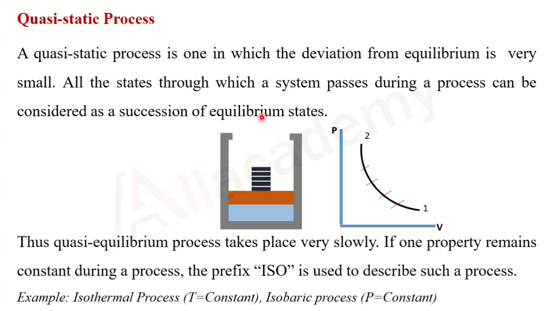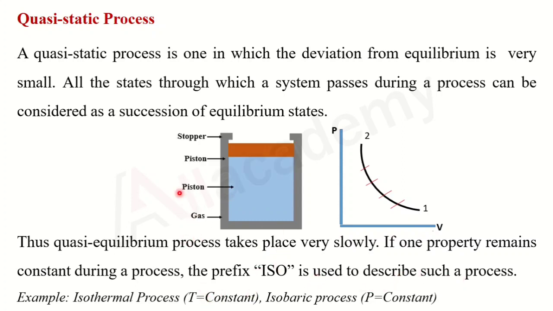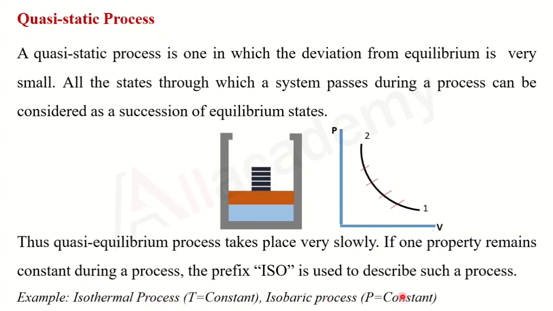Now during this quasi-static process, as compared to other processes, this is a slow condition, because at every instant I need to describe the condition of a thermodynamic system. Now during this process, if any one property is kept constant, then the prefix iso is used to describe such a process. For example, if temperature is kept constant, then it is an isothermal process. Or if the pressure is kept constant, it is an isobaric process. So that is the prefix used. If any one property is kept constant during this process, then the prefix iso is used.